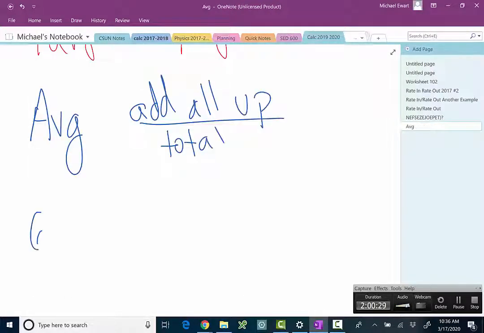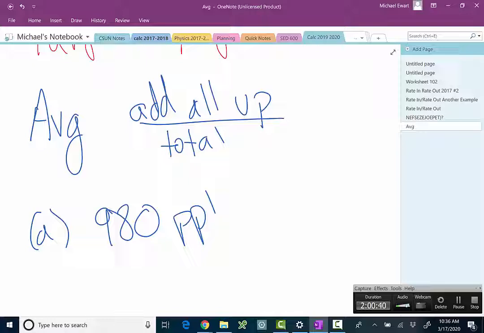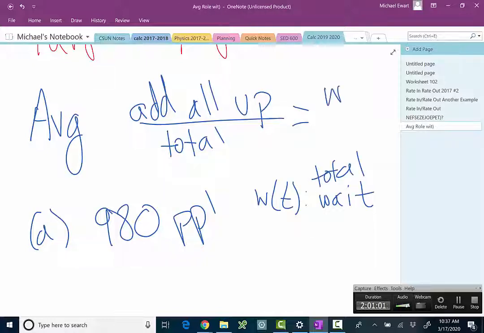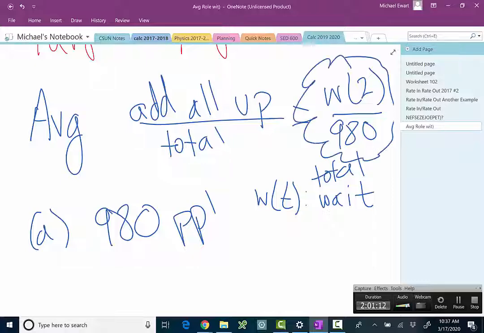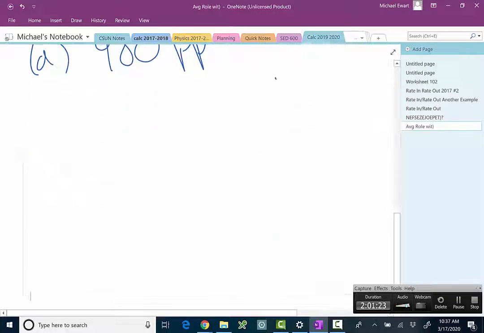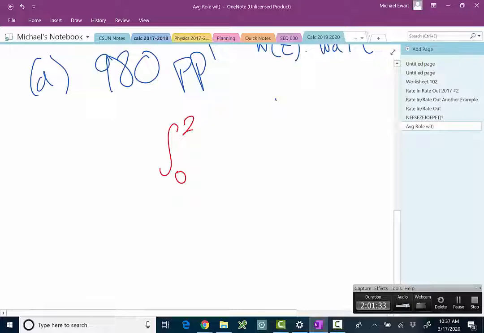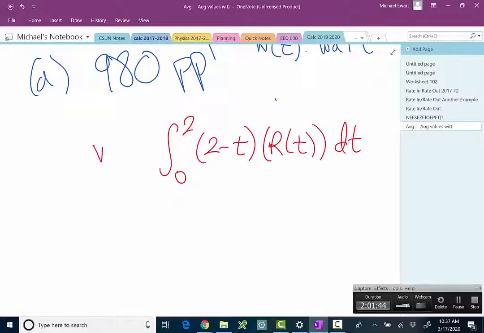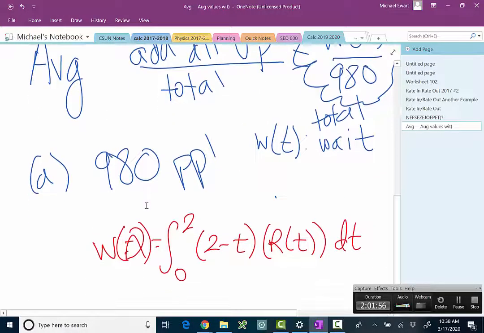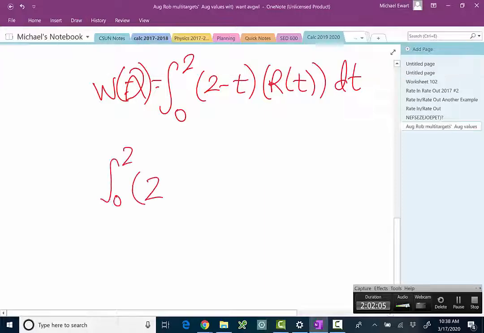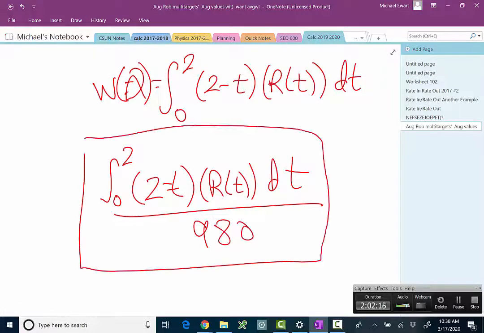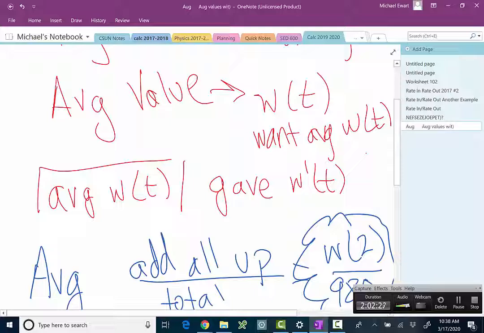So in life, since we were little, taking the average, we add everything up and then we divide by the total. In part A, we got that the total people was 980, right? If we added everything up, that would be the total wait time, which is W of 2. To get W of 2, you would just take the integral, right? So when we add it all up, that's like taking the integral and then we divide by the amount of people, which was 980. I know that's weird.